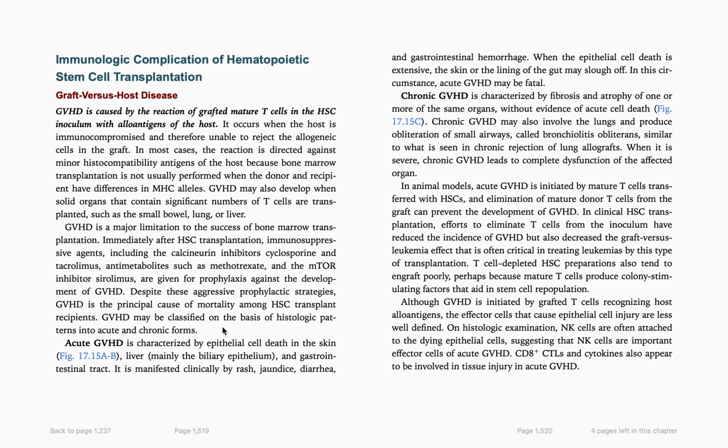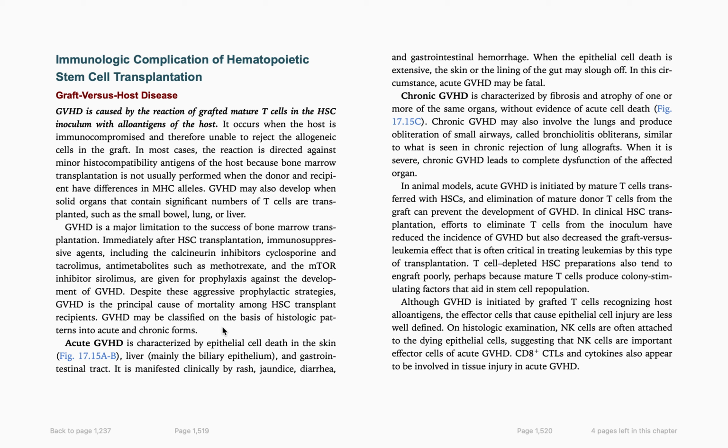Immunological complications of hematopoietic stem cell transplantation. Graft versus host disease. Graft versus host disease is caused by the reaction of grafted mature T cells in the hematopoietic stem cell inoculum with alloantigens of the host. It occurs when the host is immunocompromised and therefore unable to reject the allogeneic cells in the graft.